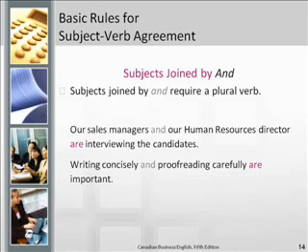The same thing for the second example. Writing concisely and proofreading carefully are important. The subjects, writing and proofreading, are joined by the word and, so the verb for this sentence needs to be plural. And in this case, we are choosing the plural verb are.